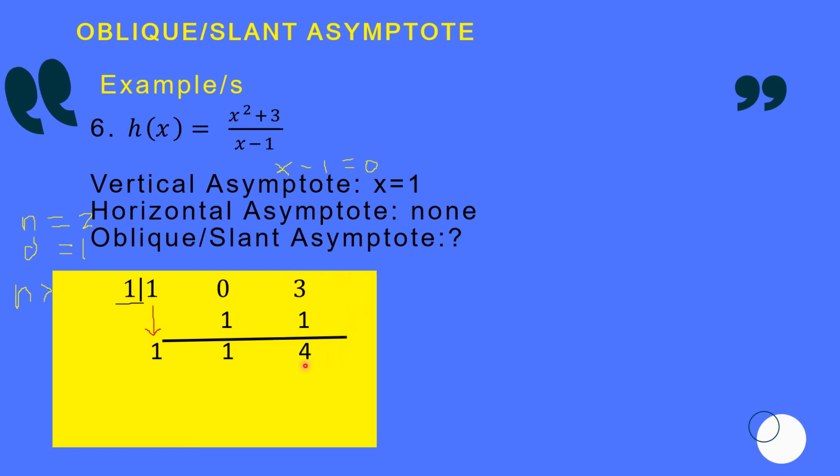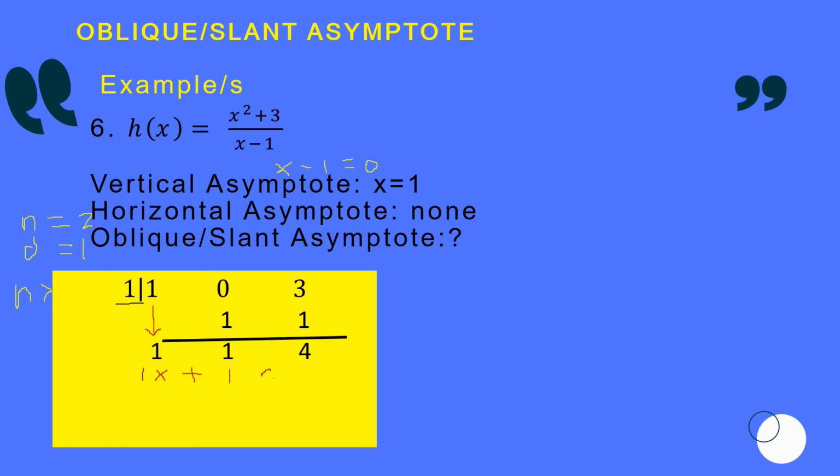And then, isusulat na natin siya sa quotient form. So, ang ating dividend is x squared. So, minus 1 lang yung 2. 2 minus 1, we will start with x. So, ito ay magiging 1x. Ito yung 1, and then ito yung x. Plus, yung 1 na constant natin, ito yon. And then, yung ating remainder is etong 4.